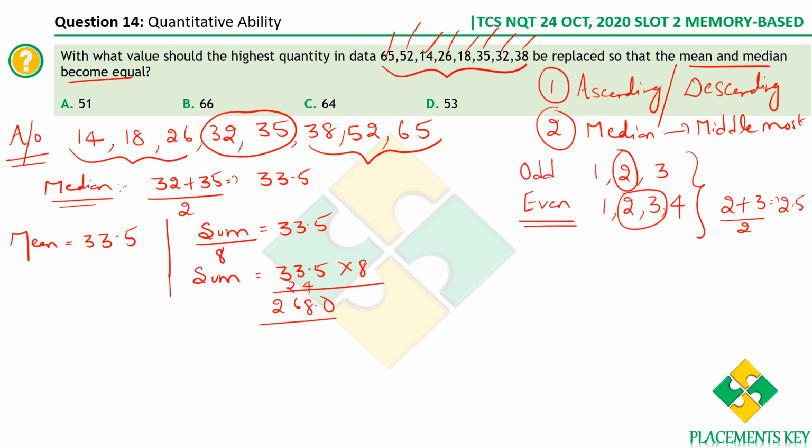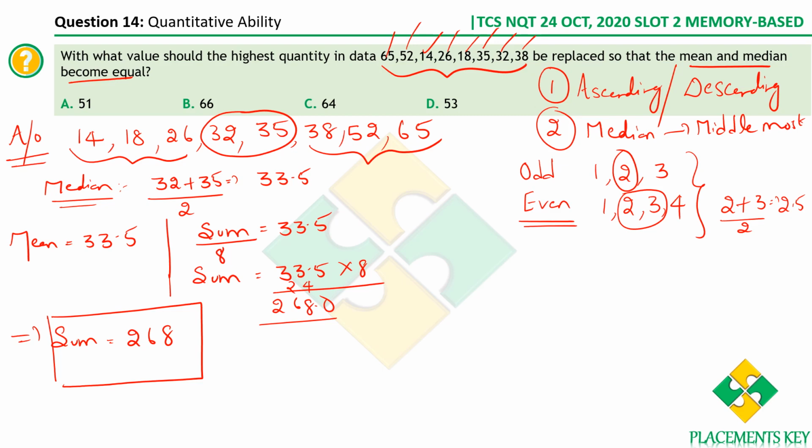Okay, therefore the sum of all the 8 observations is supposed to be 268, so that the mean will also be equal to 33.5. Now what are we told? We are told that when we have the same terms, you don't get the mean as 33.5. So what are we supposed to do?